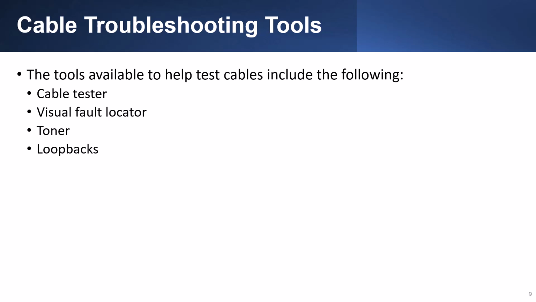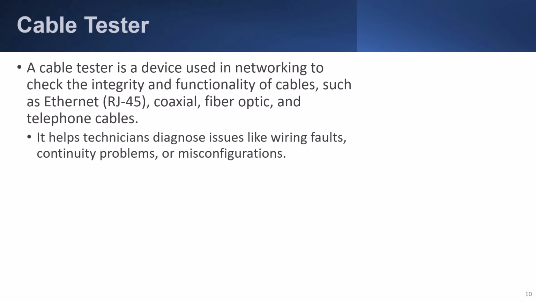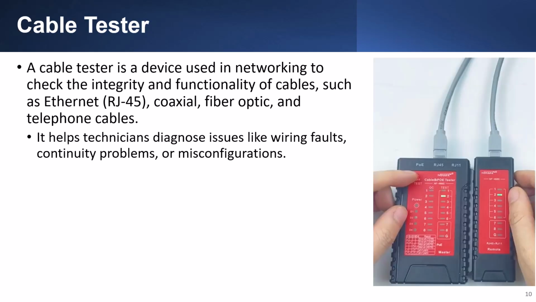The tools available to help test cables include the following: cable tester, visual fault locator, toner, and loopbacks. A cable tester is a device used in networking to check the integrity and functionality of cables such as Ethernet, RJ45, coaxial, fiber optics, and telephone cables. It helps technicians diagnose issues like wiring faults, continuity problems, or misconfigurations.